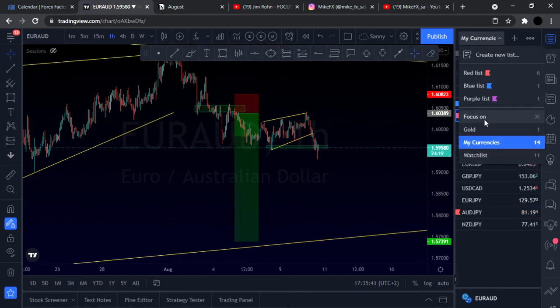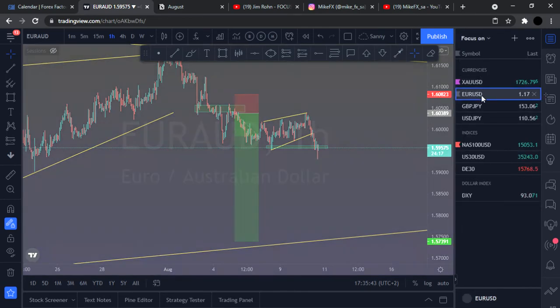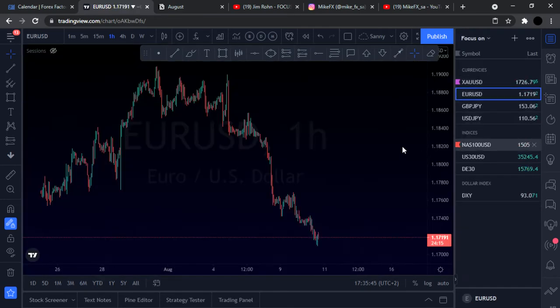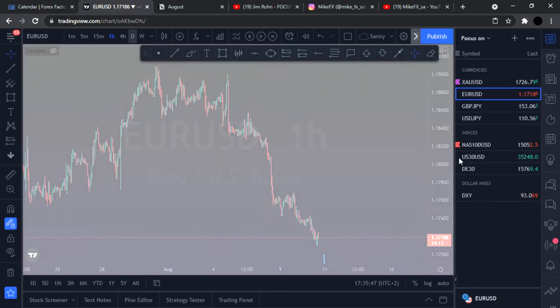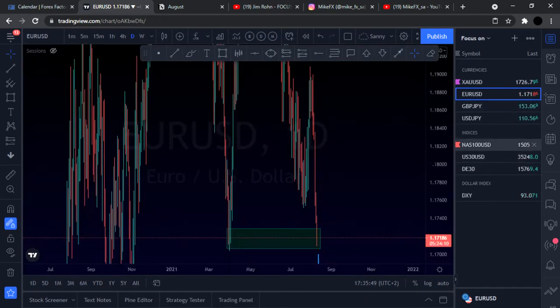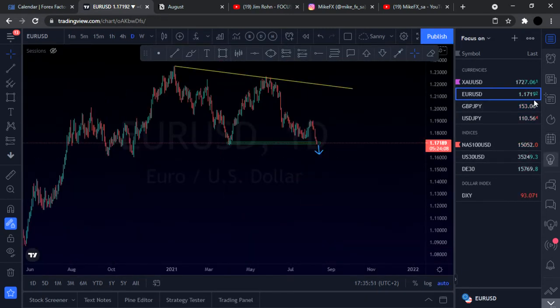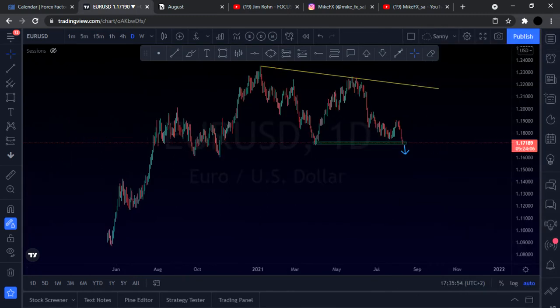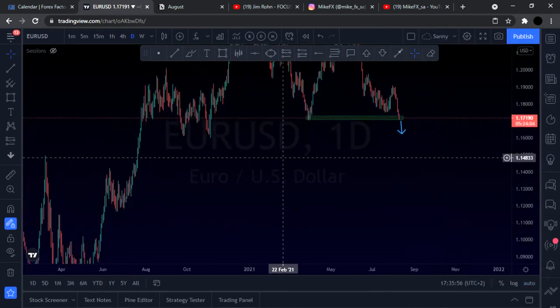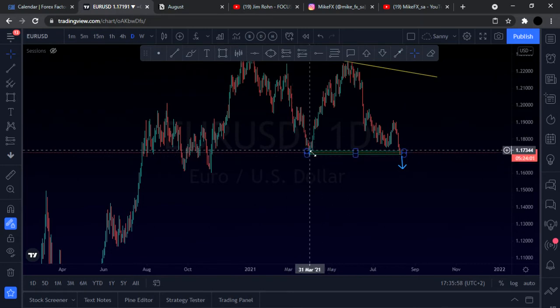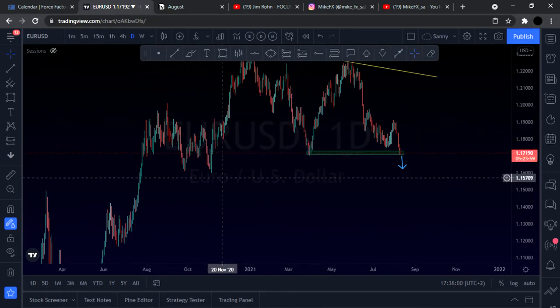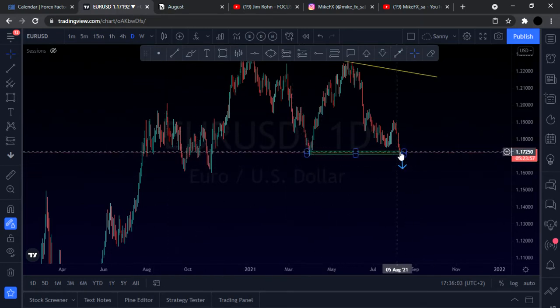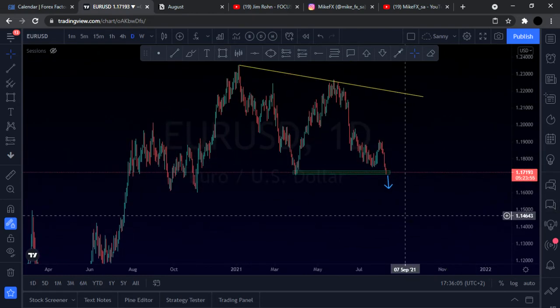Euro USD. Let's just look at Euro USD and wrap this up very quickly here. As you can see, on the daily we're making lower highs, but we've not broken this low, so we don't know if we're making lower lows. We're kind of at our level of support, our very strong level of support.